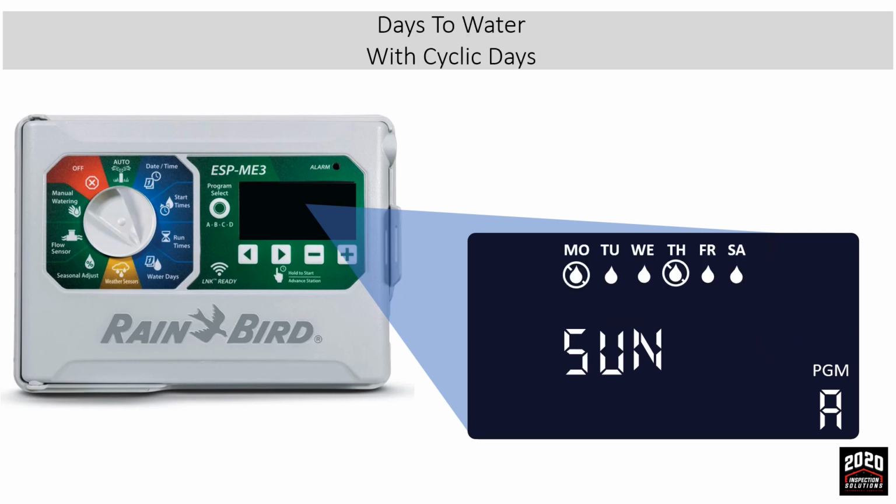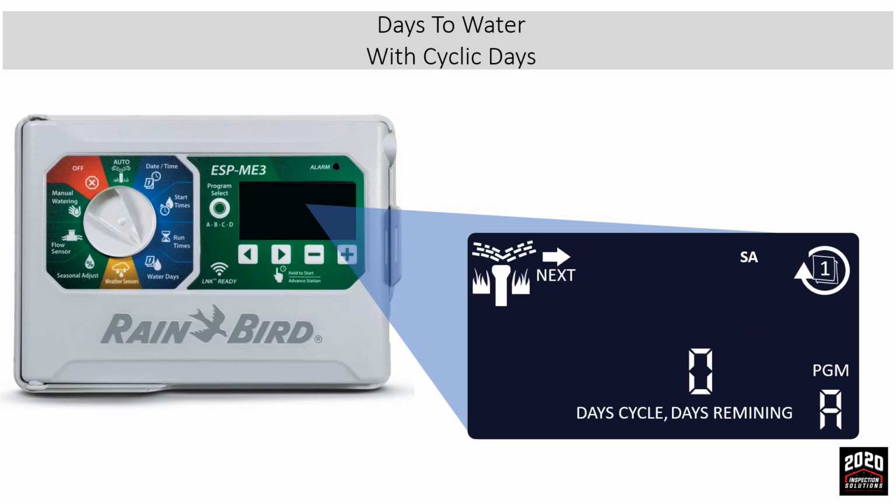Days to water with cyclic days. Press the right arrow. The number flashing is days cycle. We'll set it to 3, which means every 3 days it will water. Press the right arrow, then the next number flashing is days remaining. We'll be setting it to 3 as well. It doesn't have to be 3, it can be any number of days. But setting it to 3 means it will water in 3 days, and that will be a Tuesday.